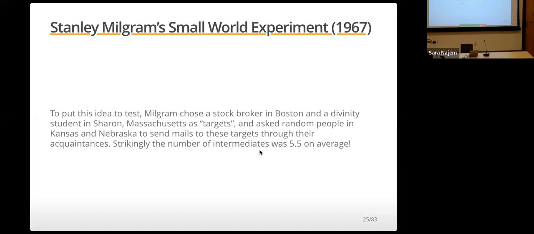And to somehow chronicle the itinerary of the message. So the first person sends it to someone, and that someone has to keep track of whomever was in the way. And finally, the number was 5.5 on average. So that's kind of a funny finding from sociology.